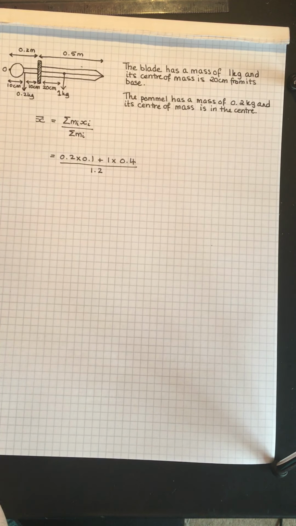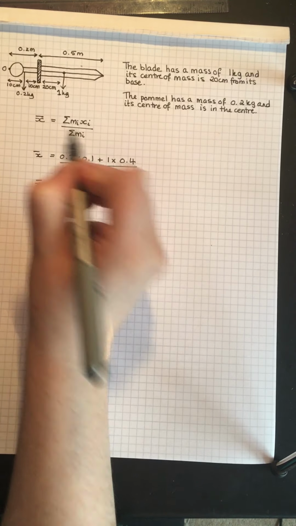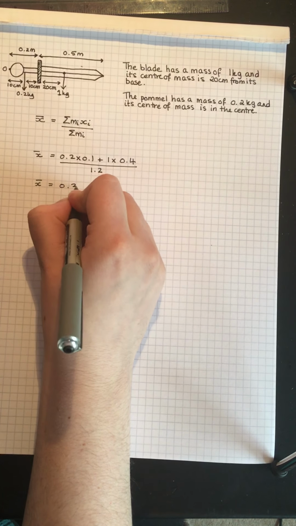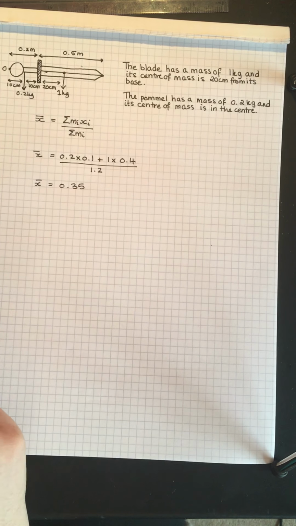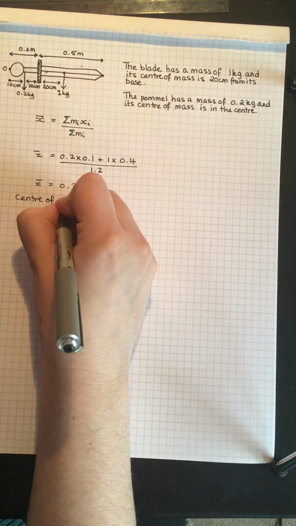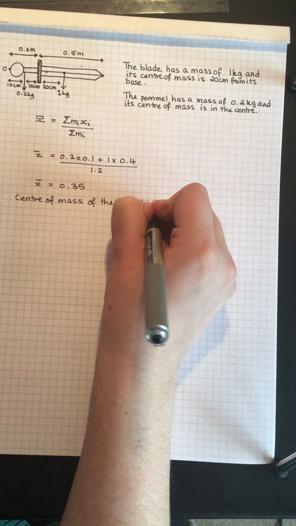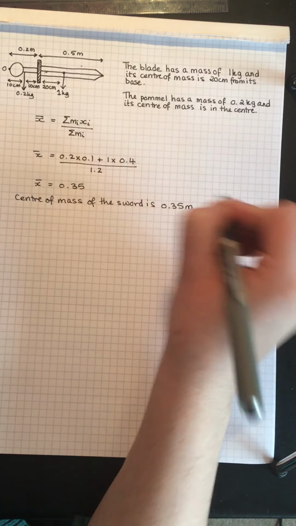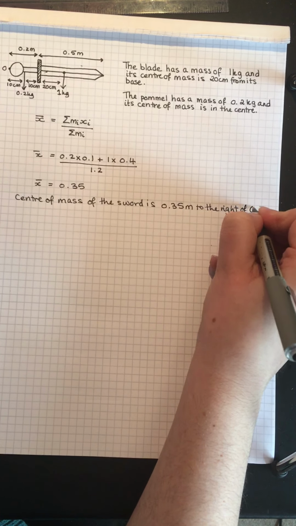Now let's just shove this into a calculator. And we end up with, I should put that back there, x bar equals 0.35. So the centre of mass is about here of this sword. Okay, so the centre of mass of the sword is 0.35 metres or 35 centimetres to the right of O. We're done.